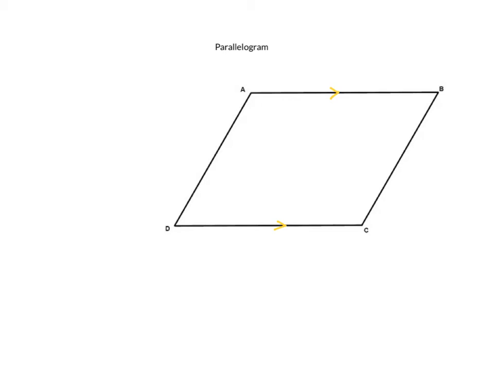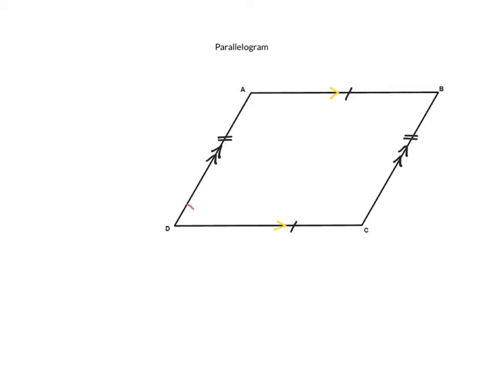So we'll denote that by using a single arrowhead for sides AB and DC, and for these 2 sides we'll use a double arrowhead. In addition, the opposite sides are equal in length, so we can use a single line to indicate sides that are equal in length, and we'll have a double line here.